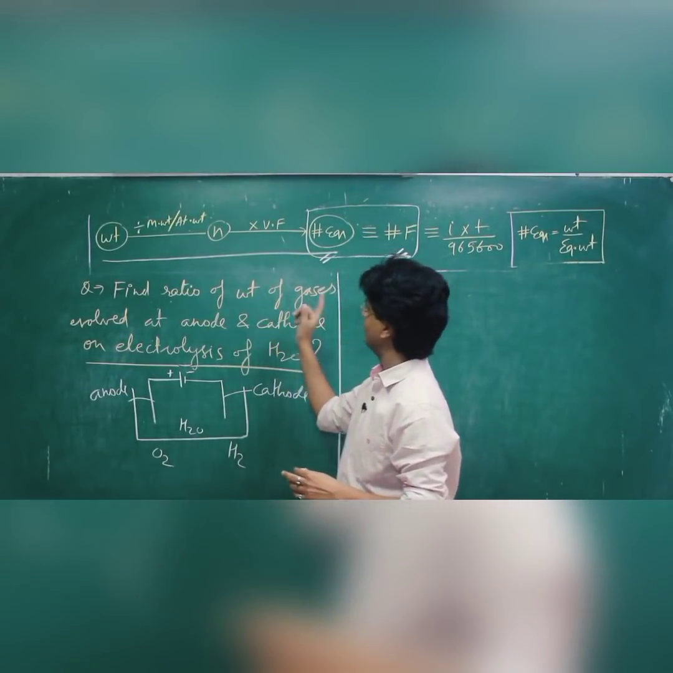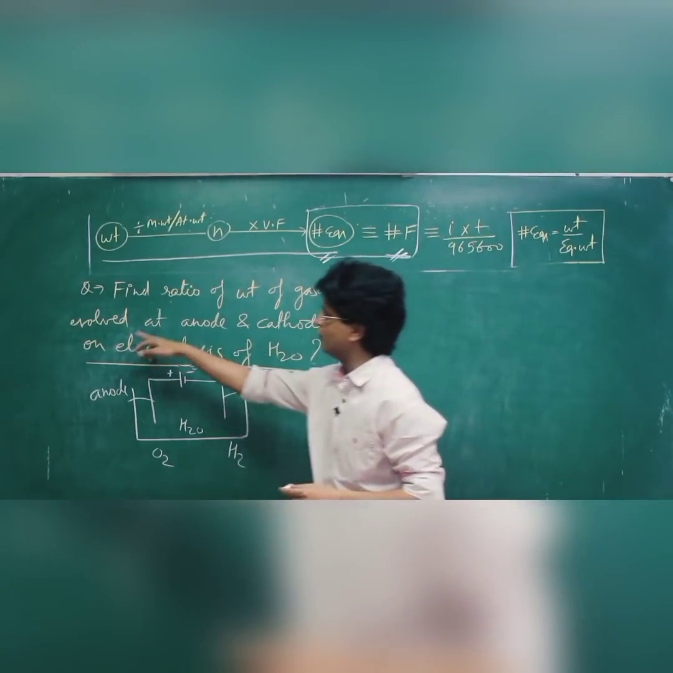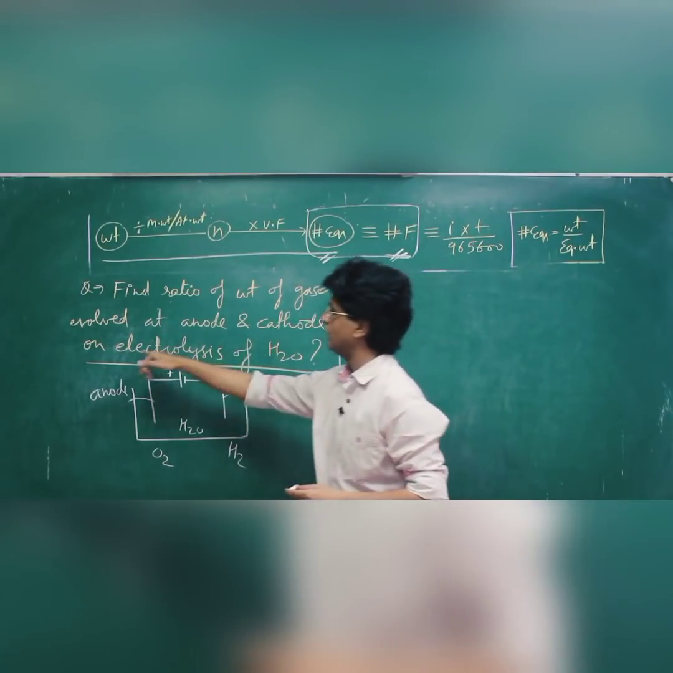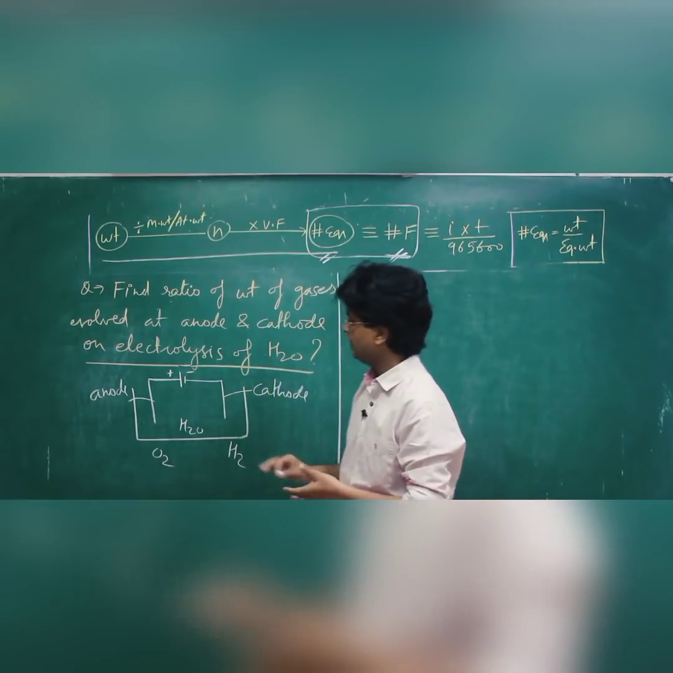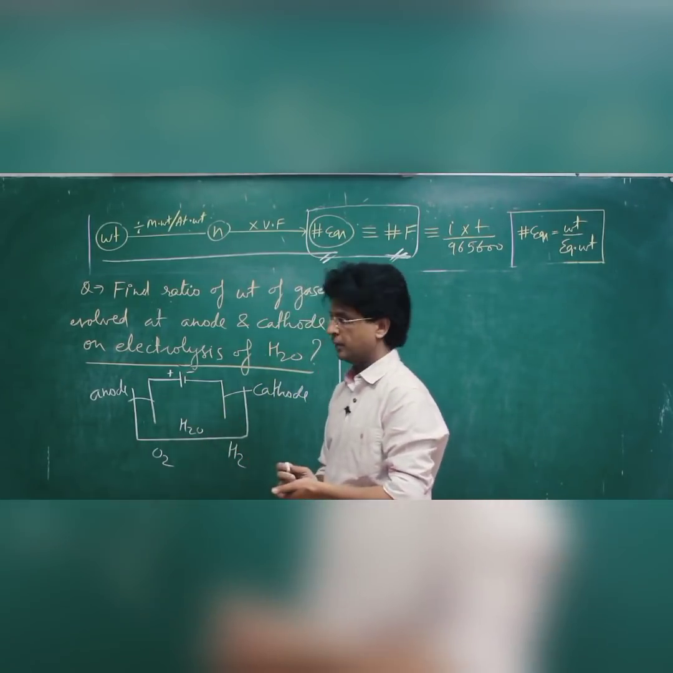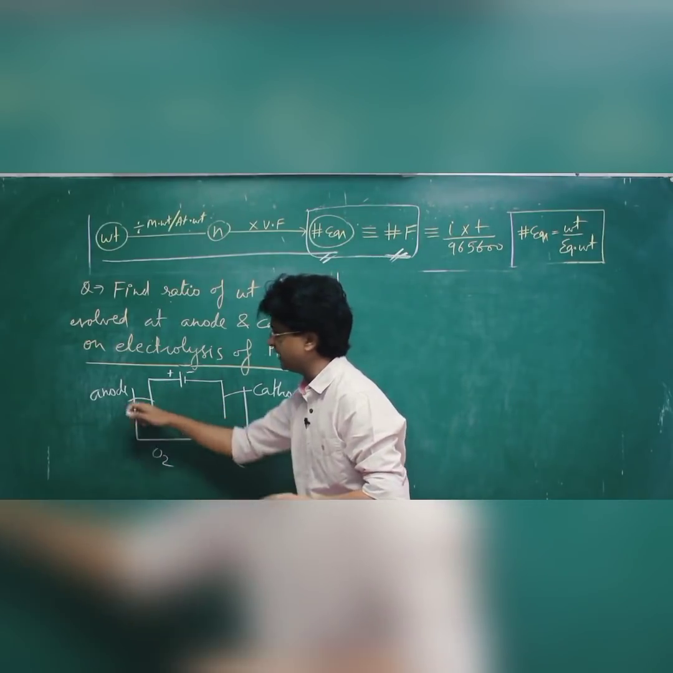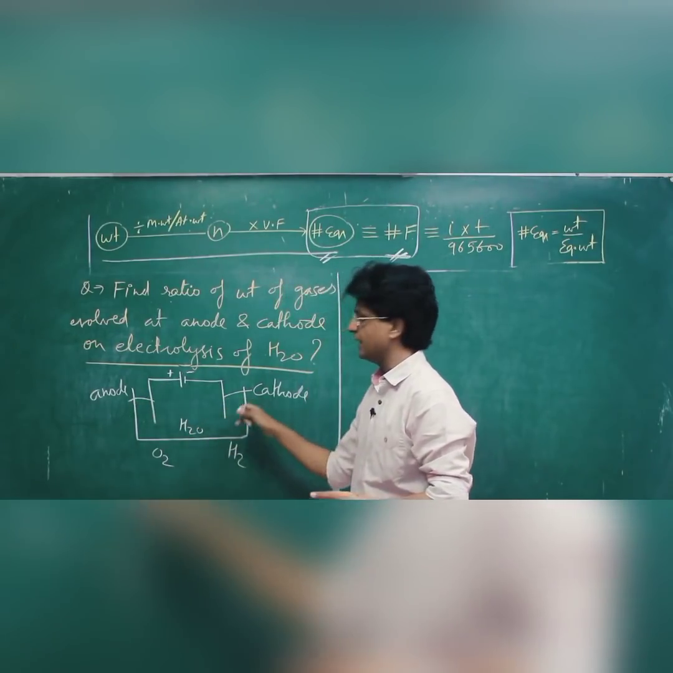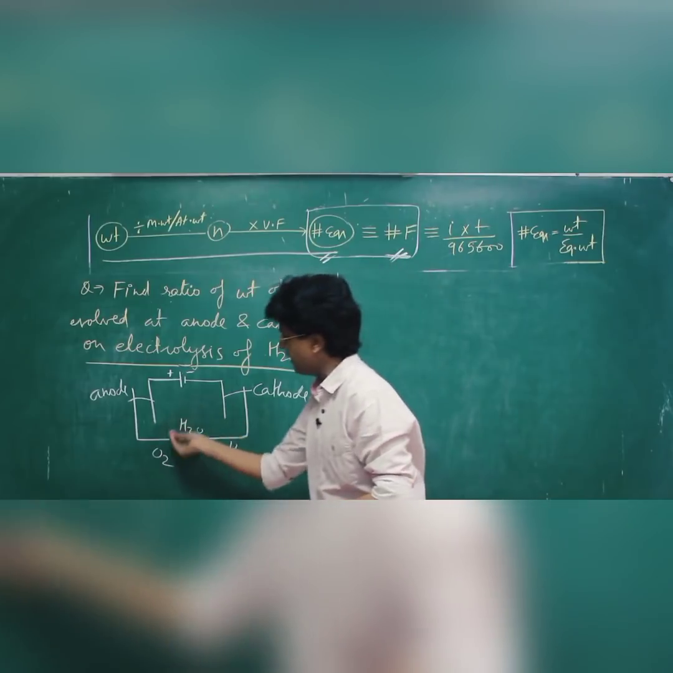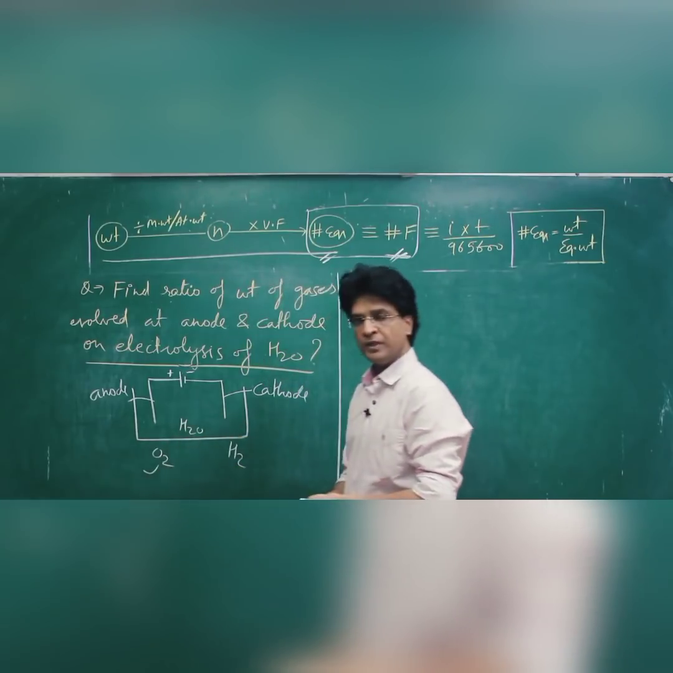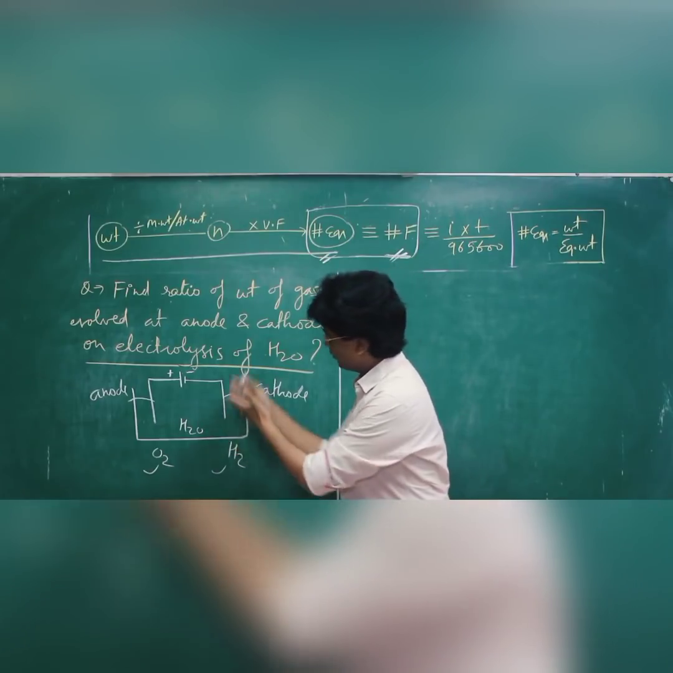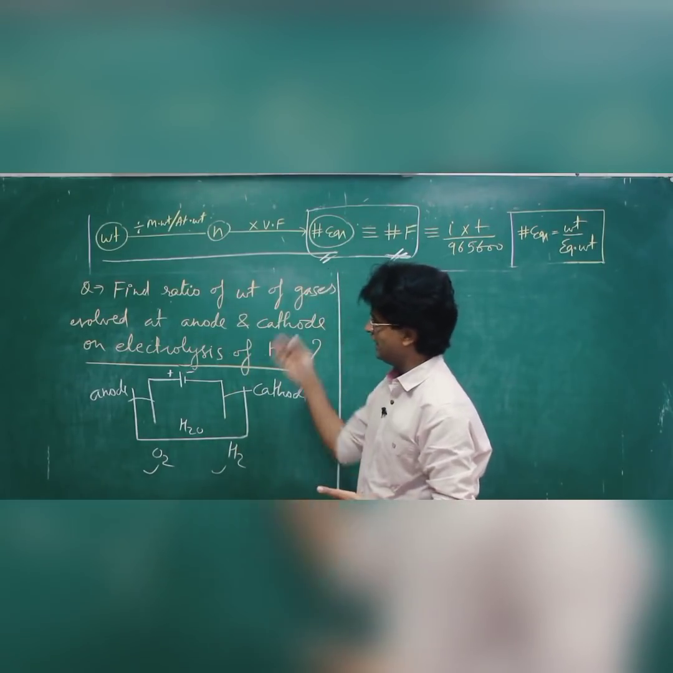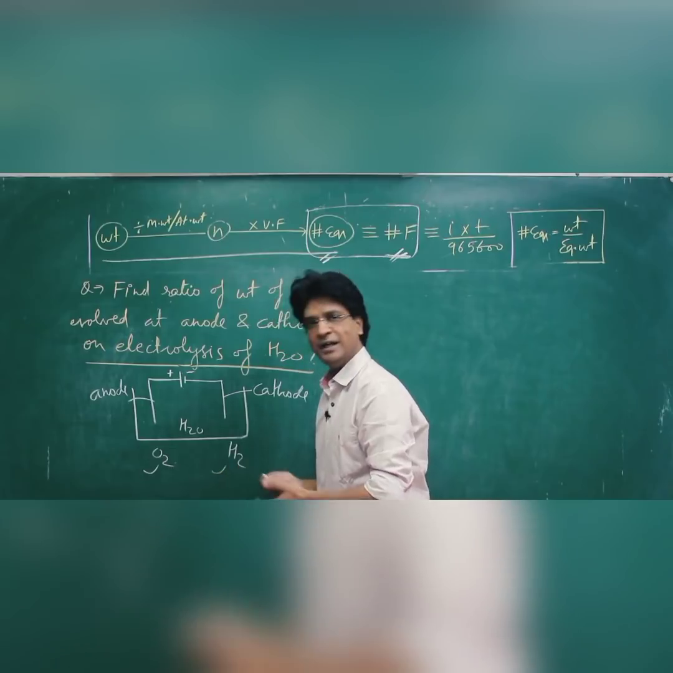Find ratio of weight of gases evolved at anode and cathode on electrolysis of water. Now we have done it already that on electrolysis of water, at anode water will get oxidized and at cathode water will get reduced. On oxidation water gives you oxygen and on reduction water gives you hydrogen. So the two gases which will be evolved on electrolysis of water will be O2 and H2.